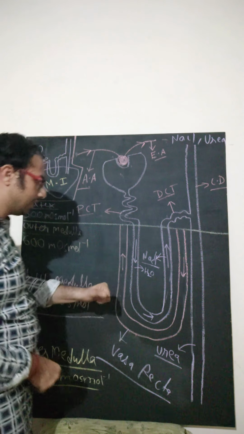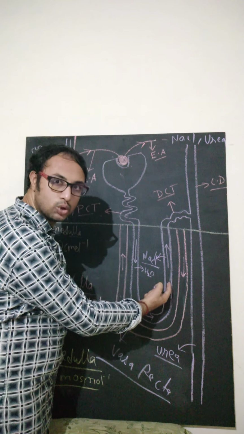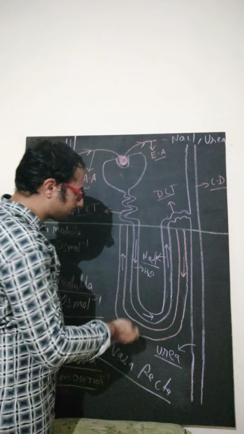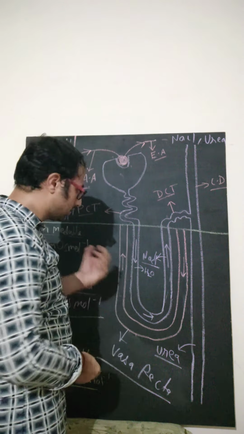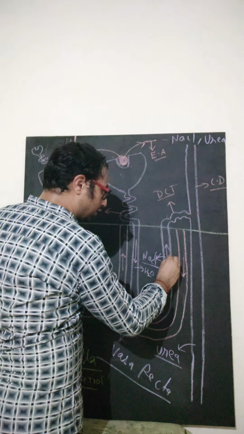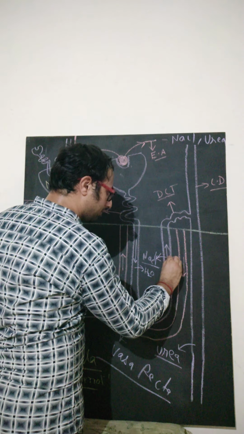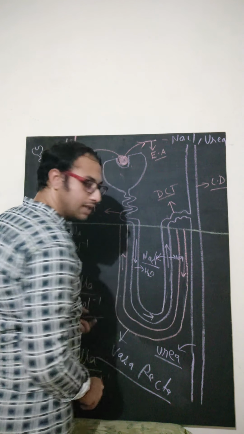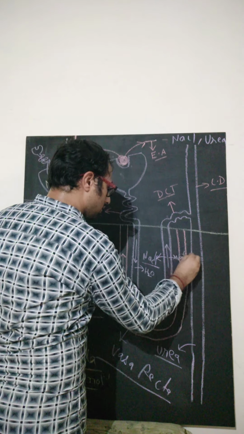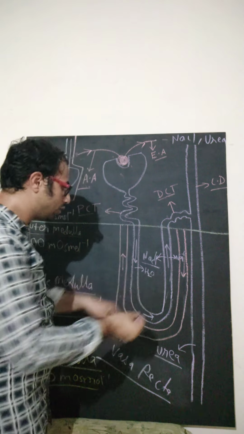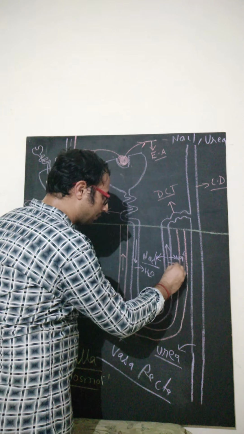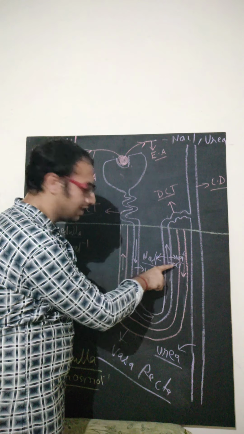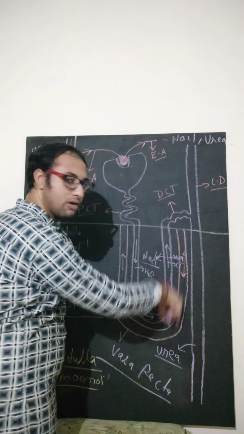So what happens? As I have told you, this ascending limb of loop of Henle is more permeable to the electrolyte. That means the electrolyte NaCl, first Na will come out. Then the Na plus will pull Cl negative also from this filtrate. Then this Cl negative will also come out. Both will form NaCl, and they will enter into the descending limb of vasa recta.